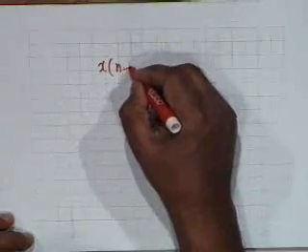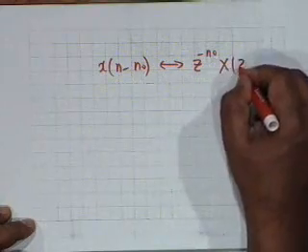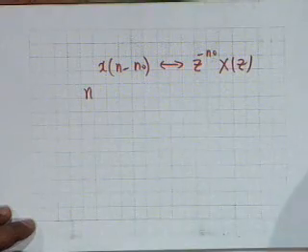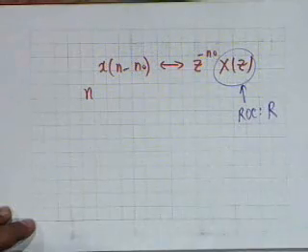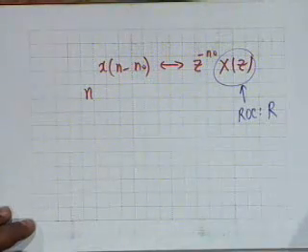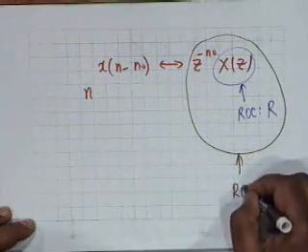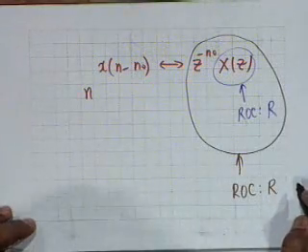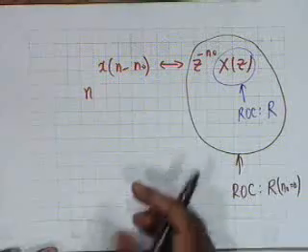We have said the transform of x of n minus n0 is Z to the minus n0 capital X of Z. Suppose the ROC of capital X of Z we denote by R. Then we are interested in the ROC of the whole thing, that is Z to the minus n0 times X of Z. The ROC obviously is R if n0 is equal to 0, that is there is no shift, that is a trivial result.